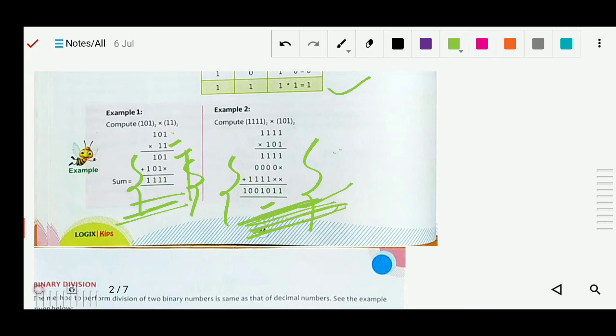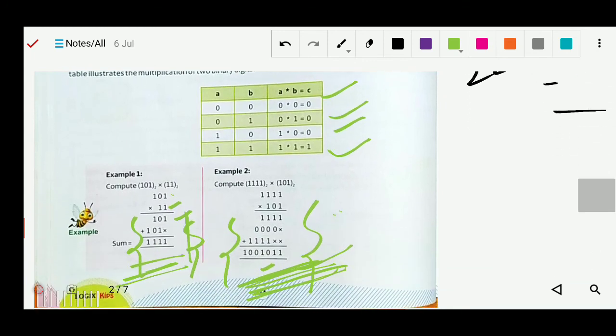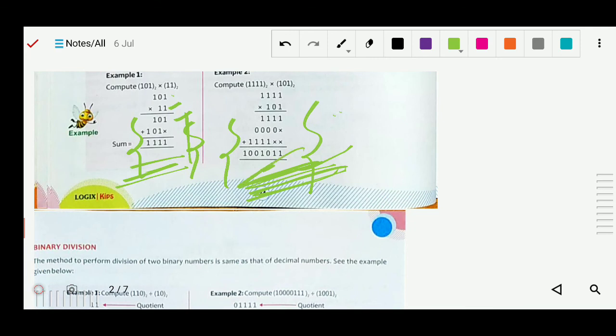Okay, and simply this table you just remember: 0 into 0, 0 into 1 is 0, 1 into 0 is 0, 1 into 1 is 1. Then after that you can add it. Okay.